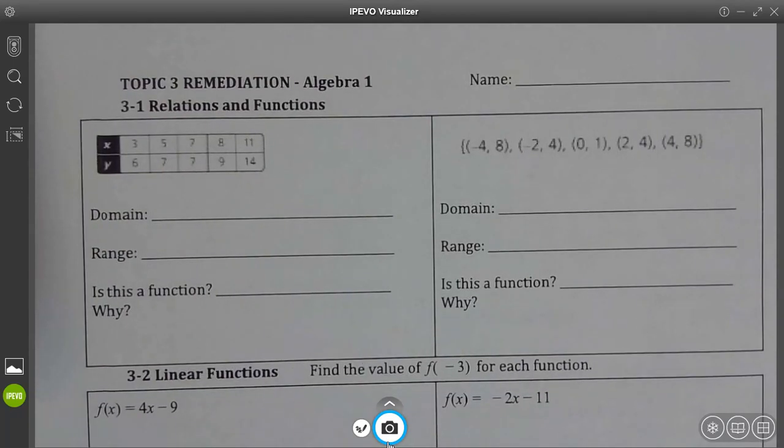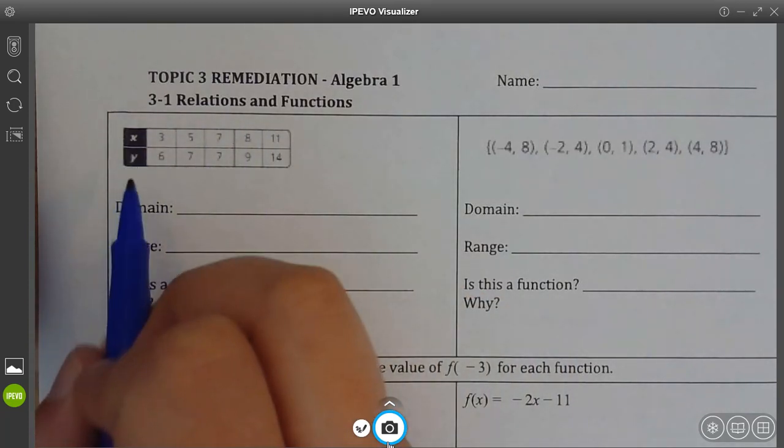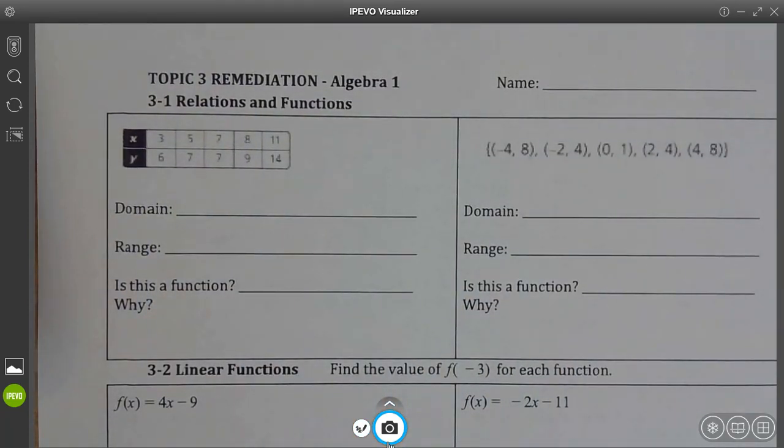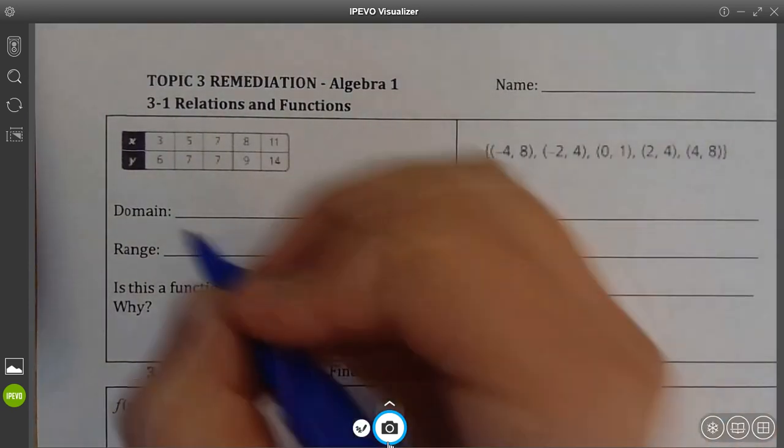Hi guys, today we're doing the topic 3 remediation for Algebra 1, all about relations and functions. So our very first question gives us this table of values, like an x and y table, and we're asked to find the domain and range, and then we want to classify whether it's a function or not.